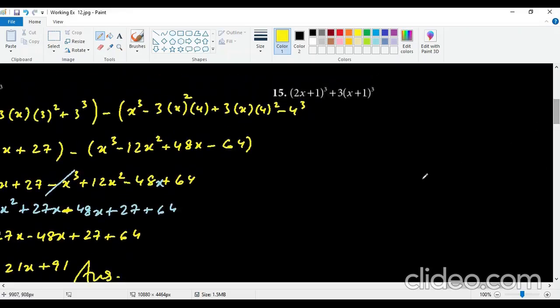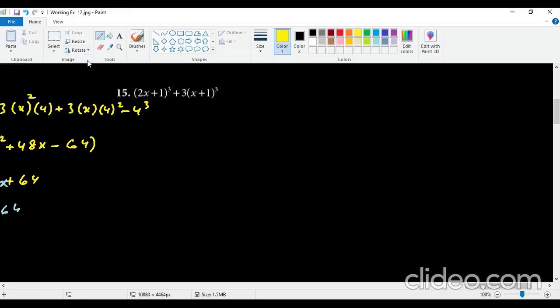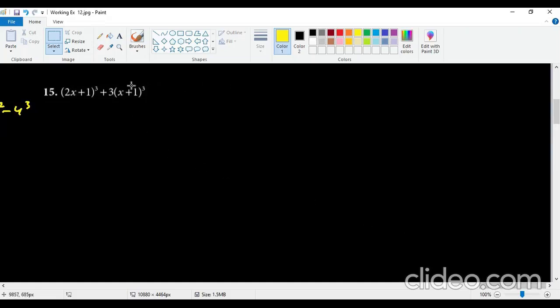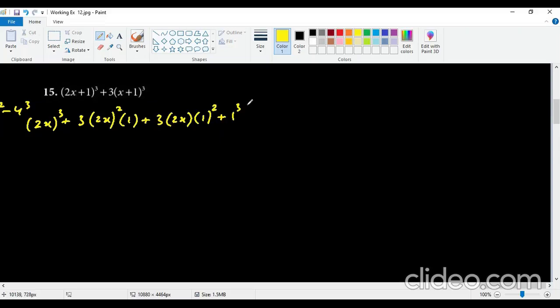Moving on to the last question of this exercise. I should take this one a little ahead over here, and now we can work on the first bracket. As you know, I will not be explaining much. In here it is 2x, that means a³ plus 3a²b plus 3ab² plus b³. So this is going to be the first bracket, and plus 3 times.